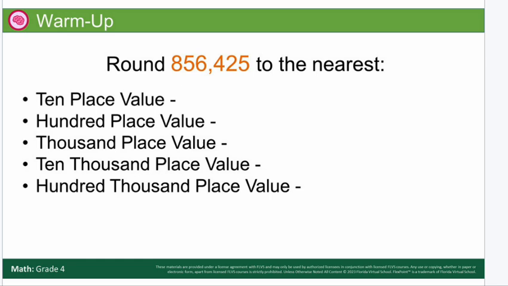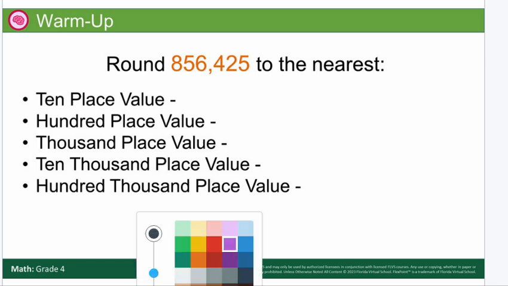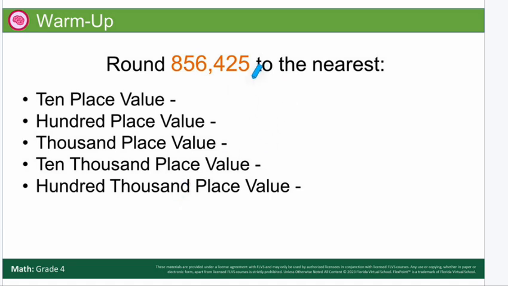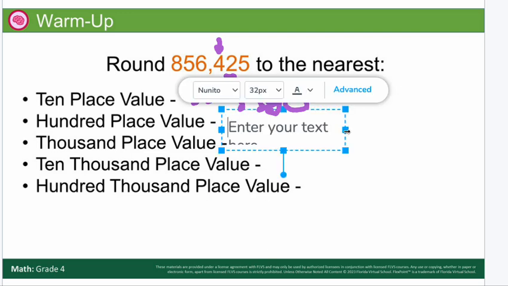All right, let's go ahead and check it, see how you did. So I notice right here, my tens place value, my 5 is going to change my 2 to a 3. So I would get 856,430. When I go to the nearest 100, 2 isn't going to change my 4. So I'm going to get an answer that is 856,400.